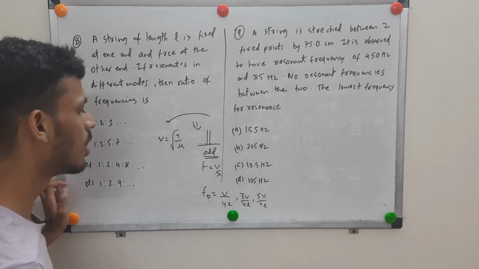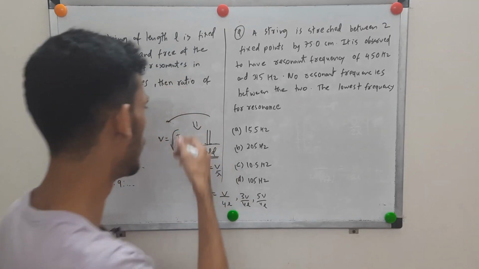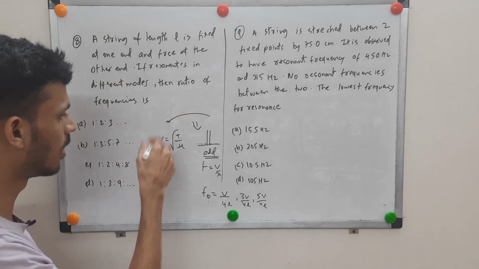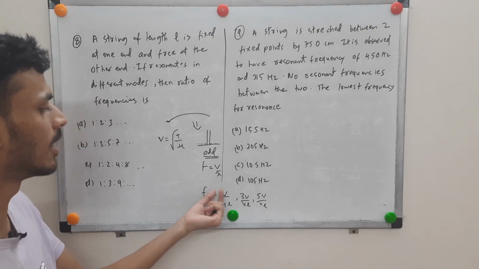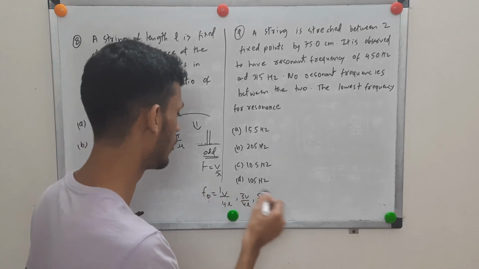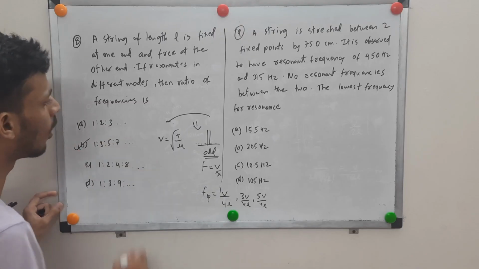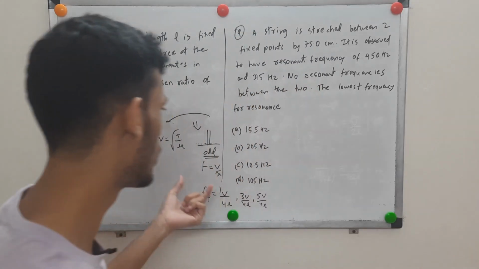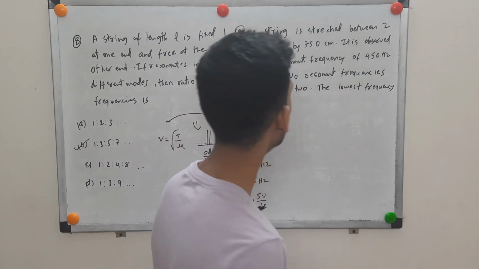Here for the pipe it is the velocity of sound in air, but for the string it will be the velocity on the string, which is under root T by mu. But since we are taking the ratio, we are only interested in this number. So 1, 3, 5, 7, 9. Only the odd ones will be present since the string is tied at one end. It's analogous to a pipe which is closed at one end.